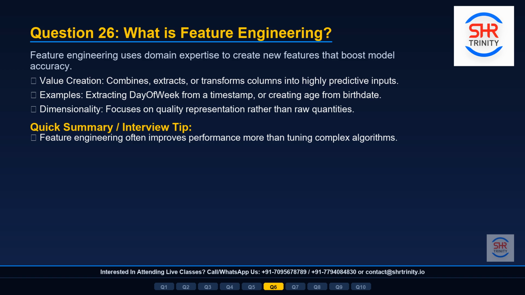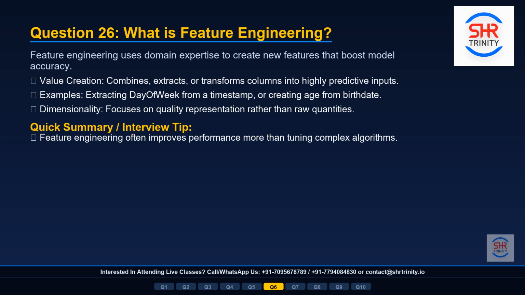For example, a raw timestamp like June 14, 2026 is difficult for an algorithm to learn from directly. However, by extracting features like hour of the day, day of the week, holiday status, or fiscal quarter, we provide highly informative signals. Similarly, combining height and weight to create body mass index helps the model capture nonlinear relationships. In practice, good features are what separate mediocre models from winning models, often mattering far more than hyperparameter tuning.